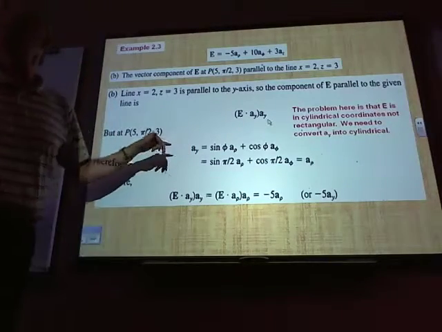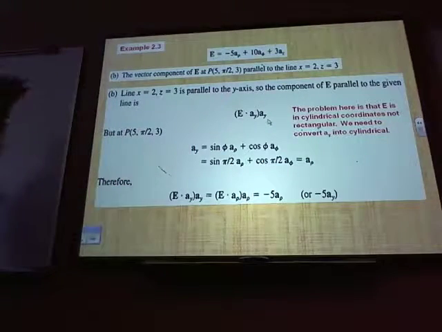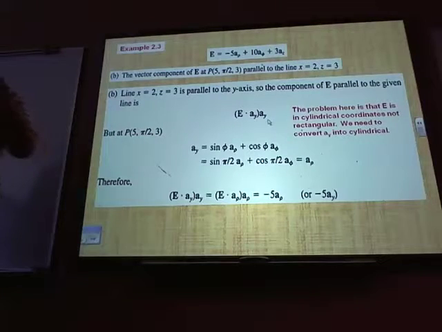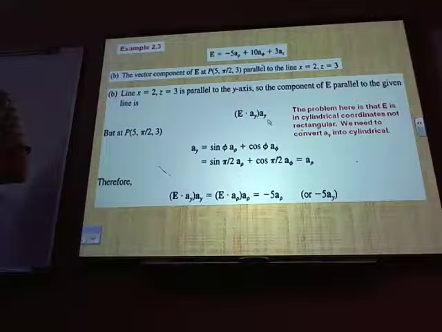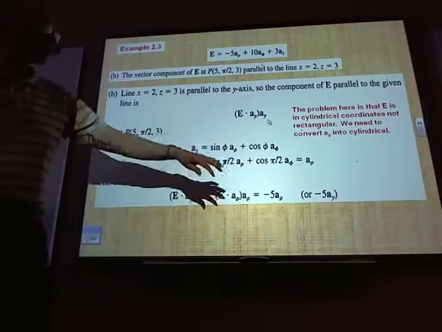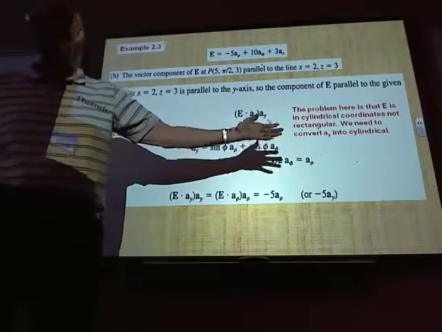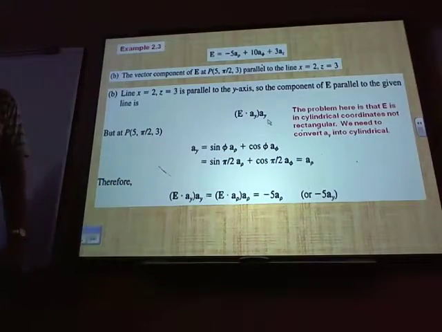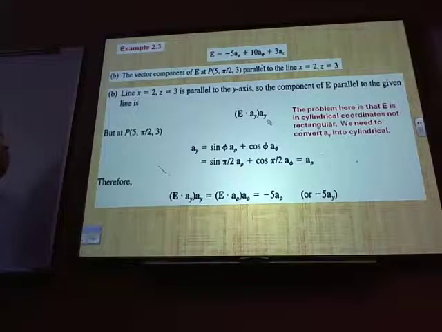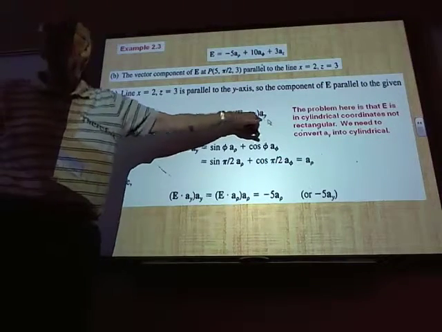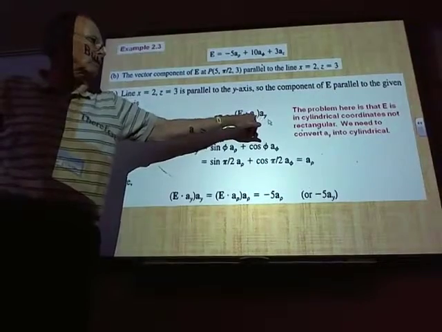I don't need an a_z term. A_z in rectangular and a_z in cylindrical are the same values. I can put an a_z on here if I want to, but it won't matter because I don't have anything to multiply by. When you go from rectangular to cylindrical, the a_z's just stay the same. You don't convert them over. But it turns out there is no a_z component here. It's just a_y's.